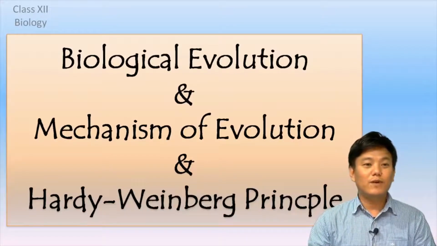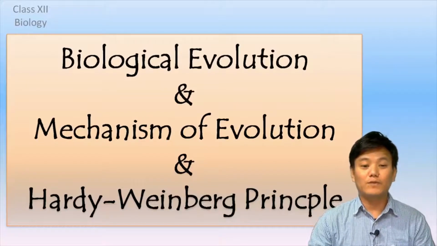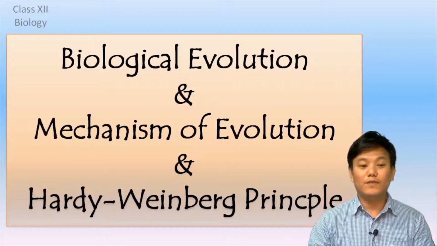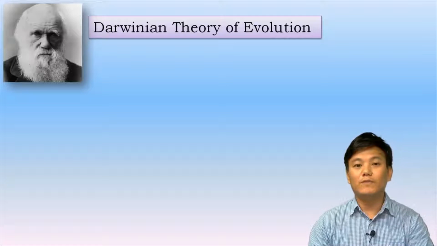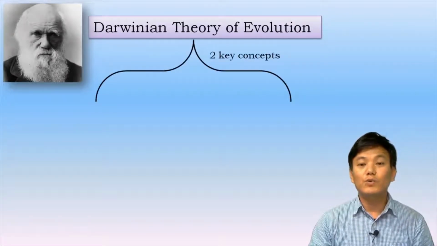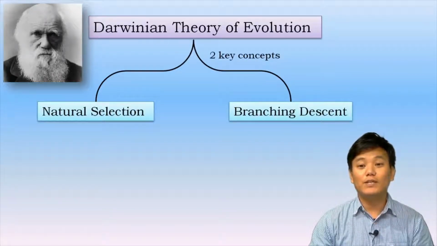In this video I will be talking about biological evolution and the mechanism of evolution, and then at the end of the video I will tell you about the Hardy-Weinberg principle. Talking about the Darwinian theory of evolution, there are two key concepts: natural selection and branching descent.